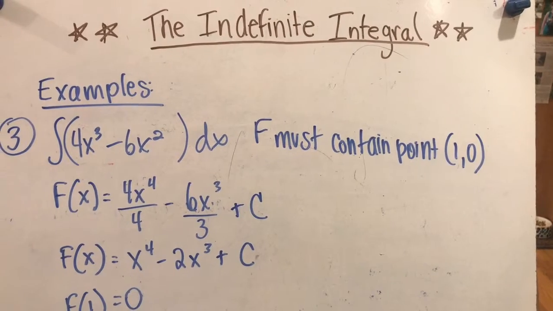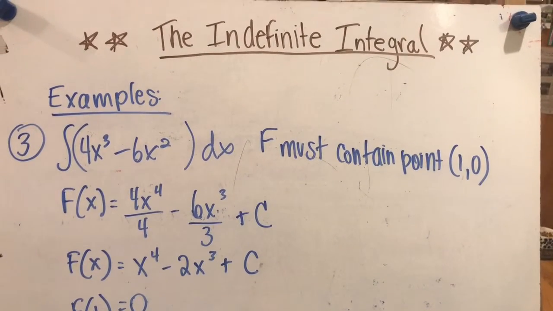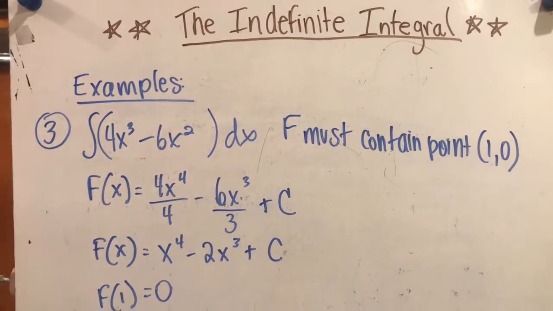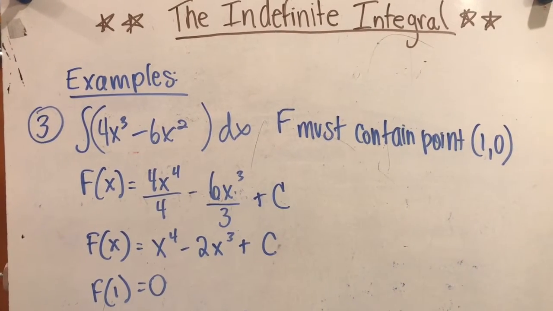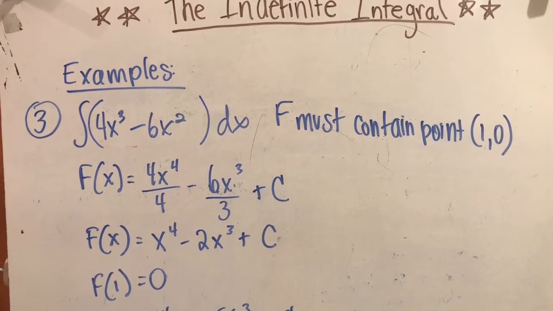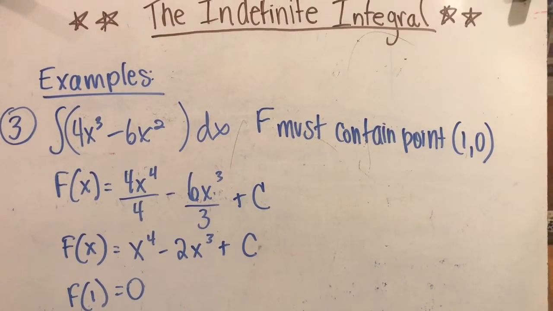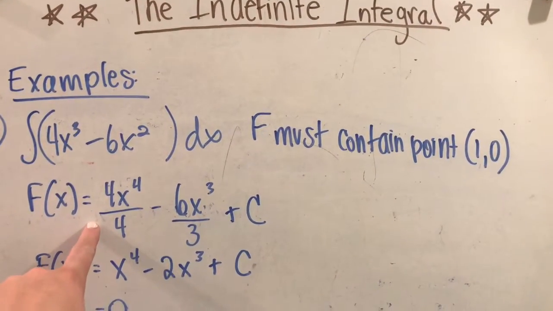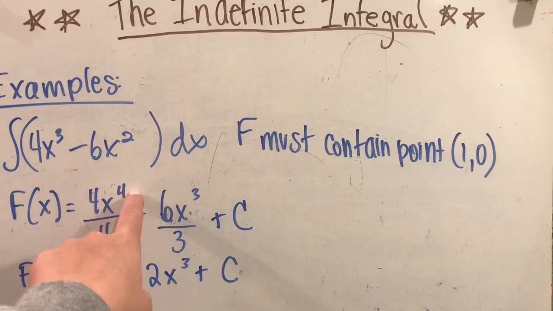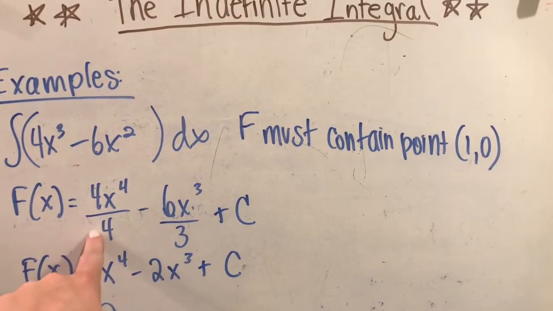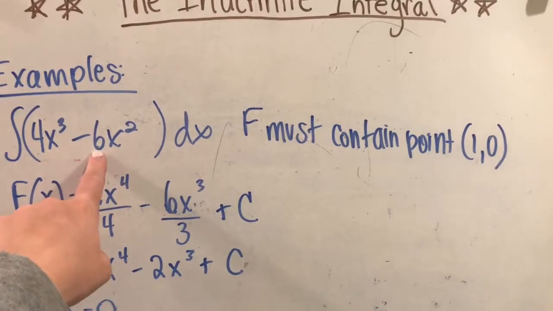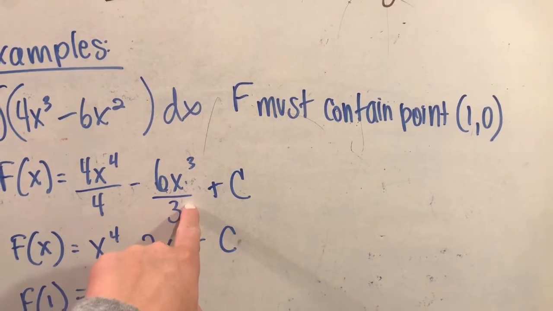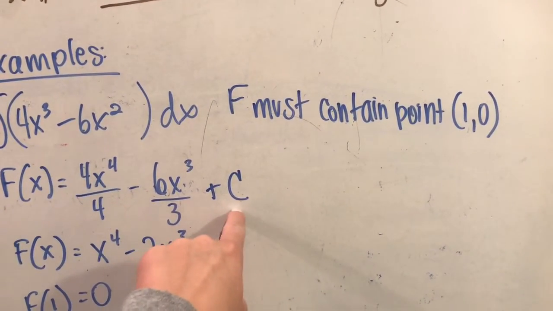For my last example, I'm going to show you how to find the particular solution when solving the indefinite integral. The example we're going to use is the integral of 4x cubed minus 6x squared dx, and f must contain (1, 0). First, we're going to find the antiderivative by using power rule again. We had the 4x cubed and we added 1 to n, and then divided by that new value. Then the same with the other one, we added 1 to the n value, and on the bottom we did n plus 1, and then like always we do plus c.